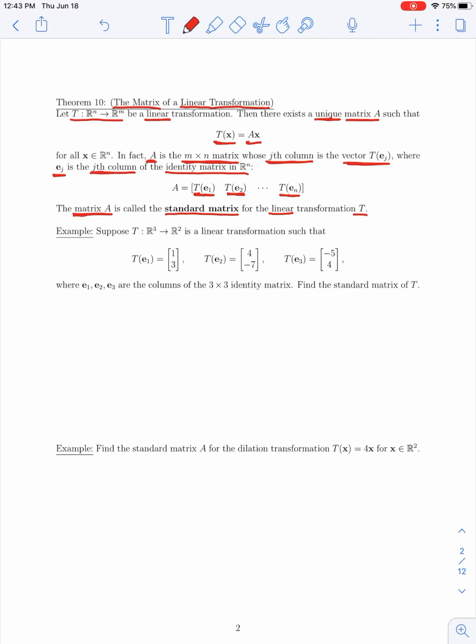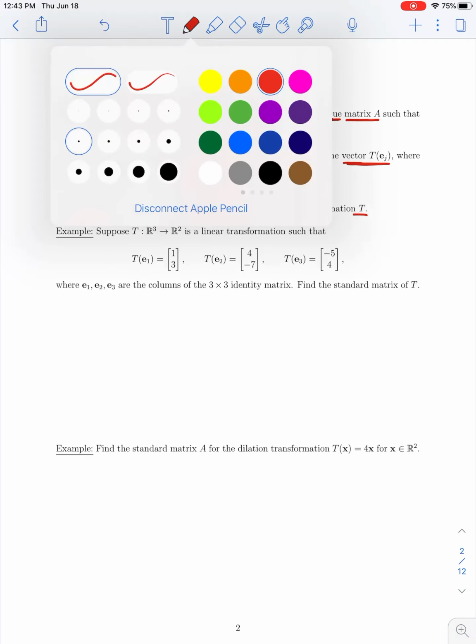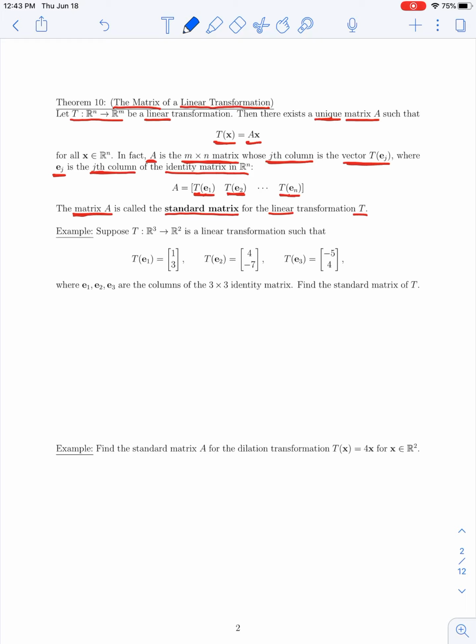So what this theorem says in summary is if we're trying to find a standard matrix to describe a linear transformation, we need to find the images of these column vectors of the identity matrix, T of e1, T of e2, up through T of en, and then we put those images in the columns of a matrix, and that's the standard matrix that we're after.